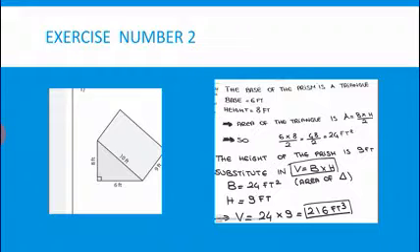So the height of the prism is 9 feet. So we substitute in V equal B times H, where B is 24, that is the area of the triangle. H is the height of the prism, that is equal 9. So 24 times 9 is equal 216.